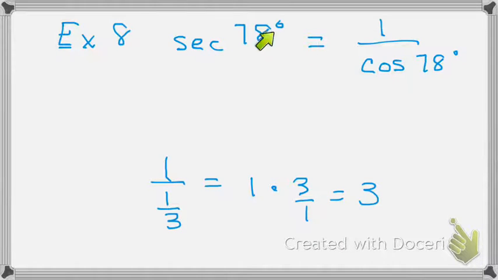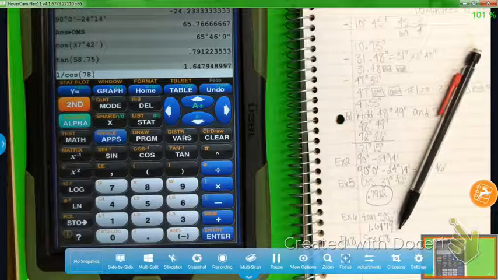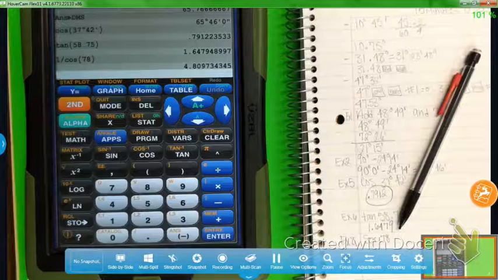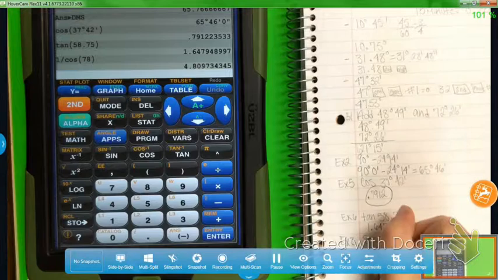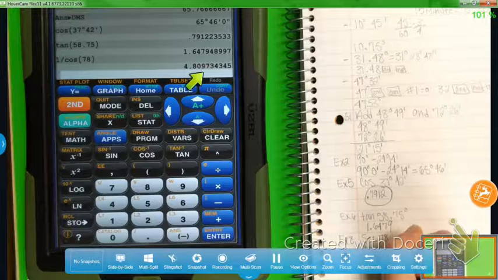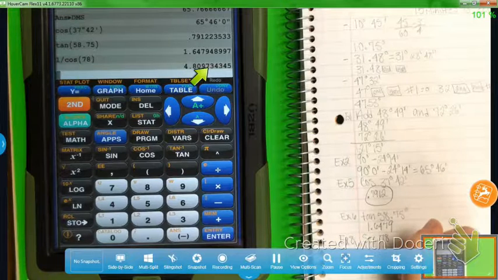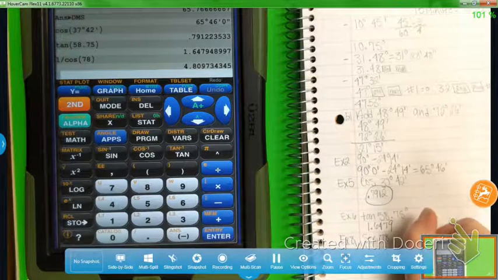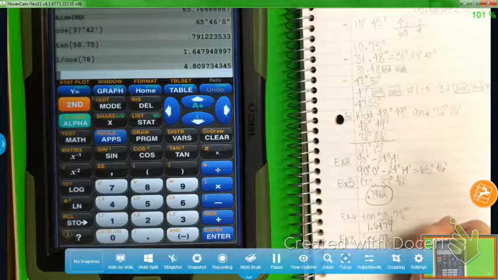So in your calculators, you don't have a secant button, so you're going to type in 1 divided by the cosine of 78. Let's go to your calculators and type that in, because that's equal to secant 78. And there we have it. We're going to round to 4 decimal places, so it's 4.8097. Everybody okay with that?